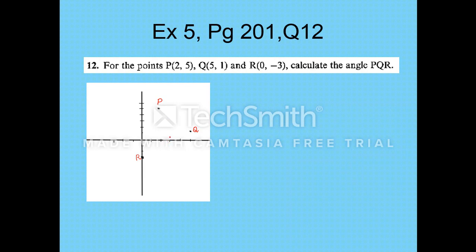We need to calculate angle PQR. Now in order to do that, let us first join the points. So that's P, PR and PQ. Now in order to find out this angle PQR, we will actually have to look out for right angled triangles so that we can then apply the trigonometric ratios.